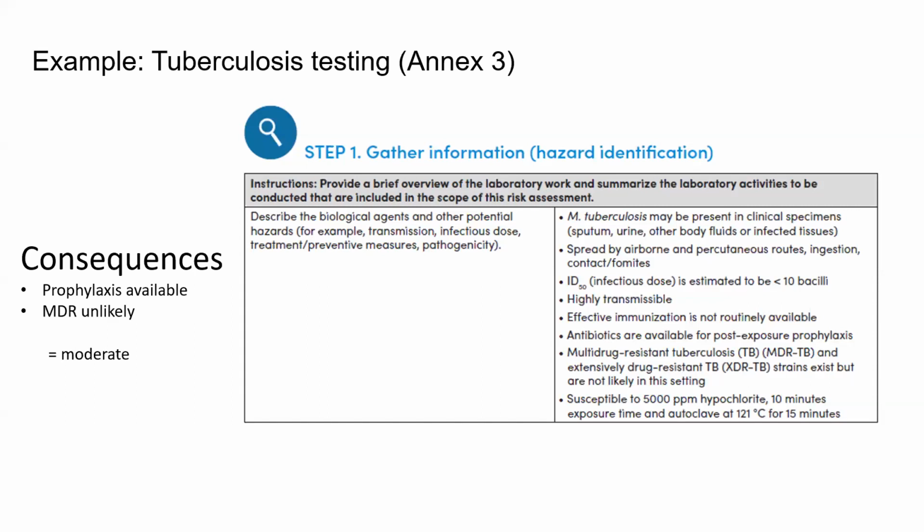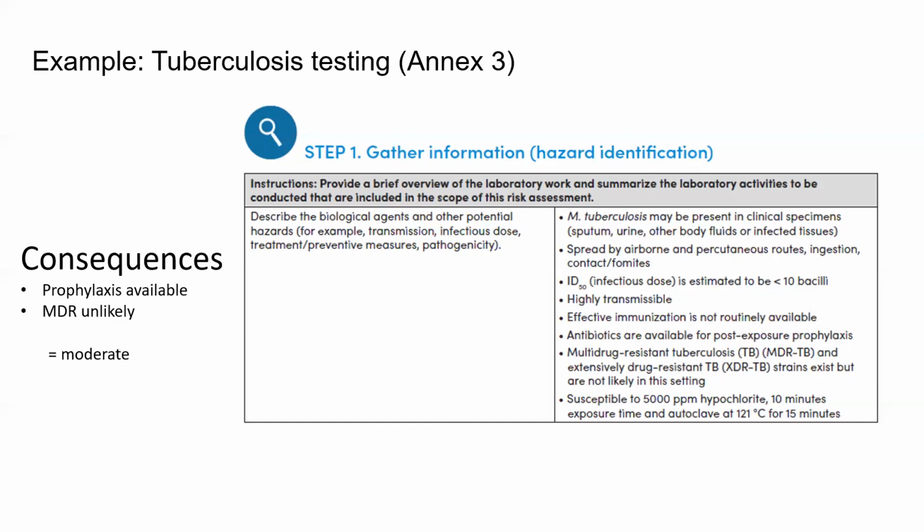So moving on, the first example is for tuberculosis. And this is actually straight out of the book, the monograph itself. It's a good example of something that is commonly done, and it's a simple procedure. So we're going to go through the short version, which comes from Annex 3 of the risk assessment template. So first, describe gathering information.